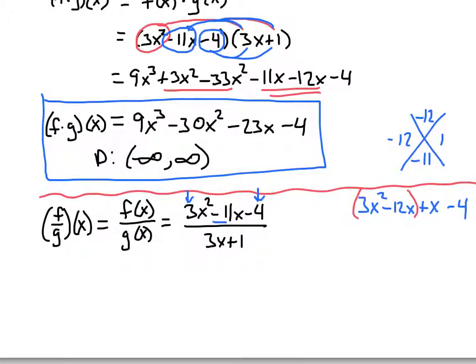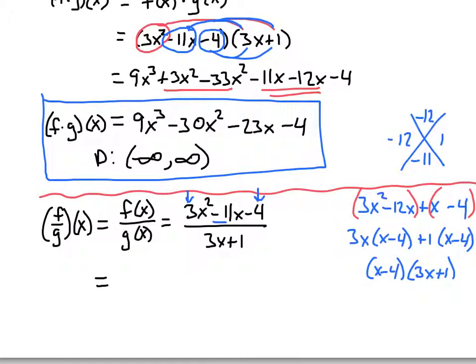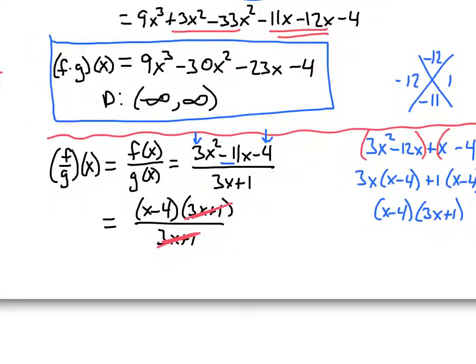Now I can factor by grouping. So here I can factor out a 3x, leaves me with x minus 4. And in my second group, I can only factor out a positive 1, leaving me with x minus 4. So factoring out the x minus 4, I'm left with 3x plus 1. So we get x minus 4 times 3x plus 1 over 3x plus 1, which means then the 3x plus 1's can cancel. So f over g of x equals x minus 4.